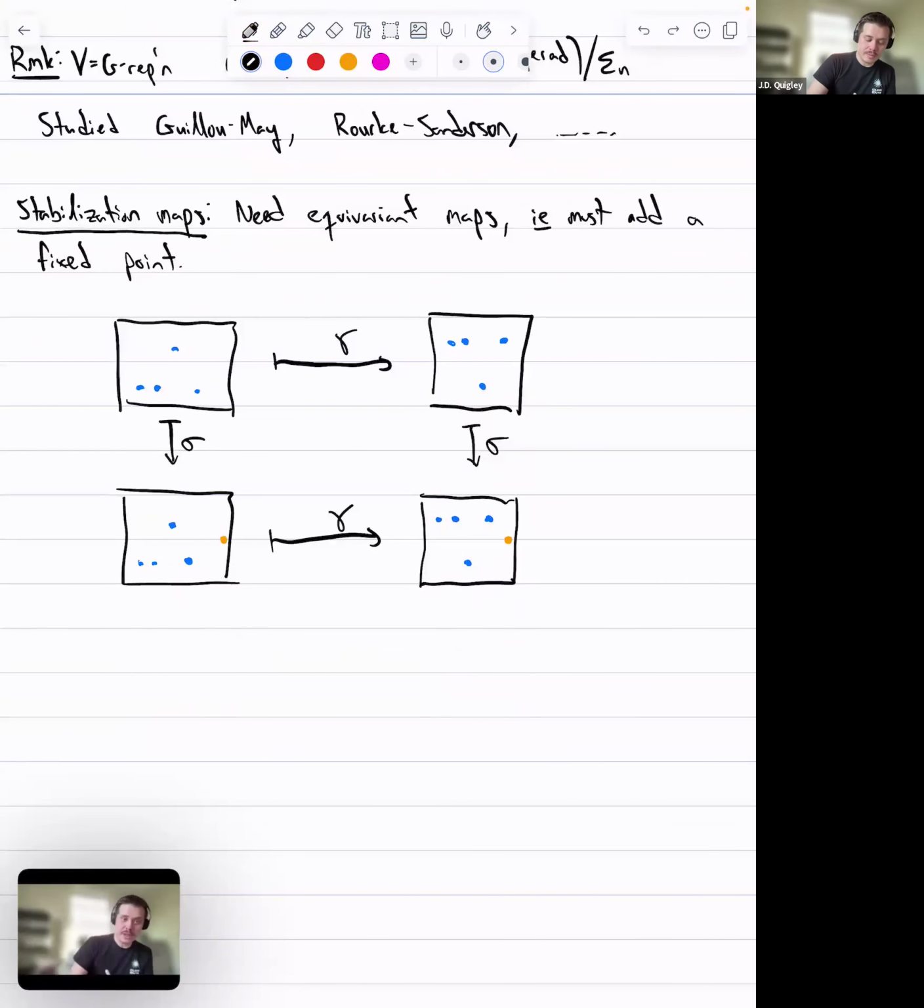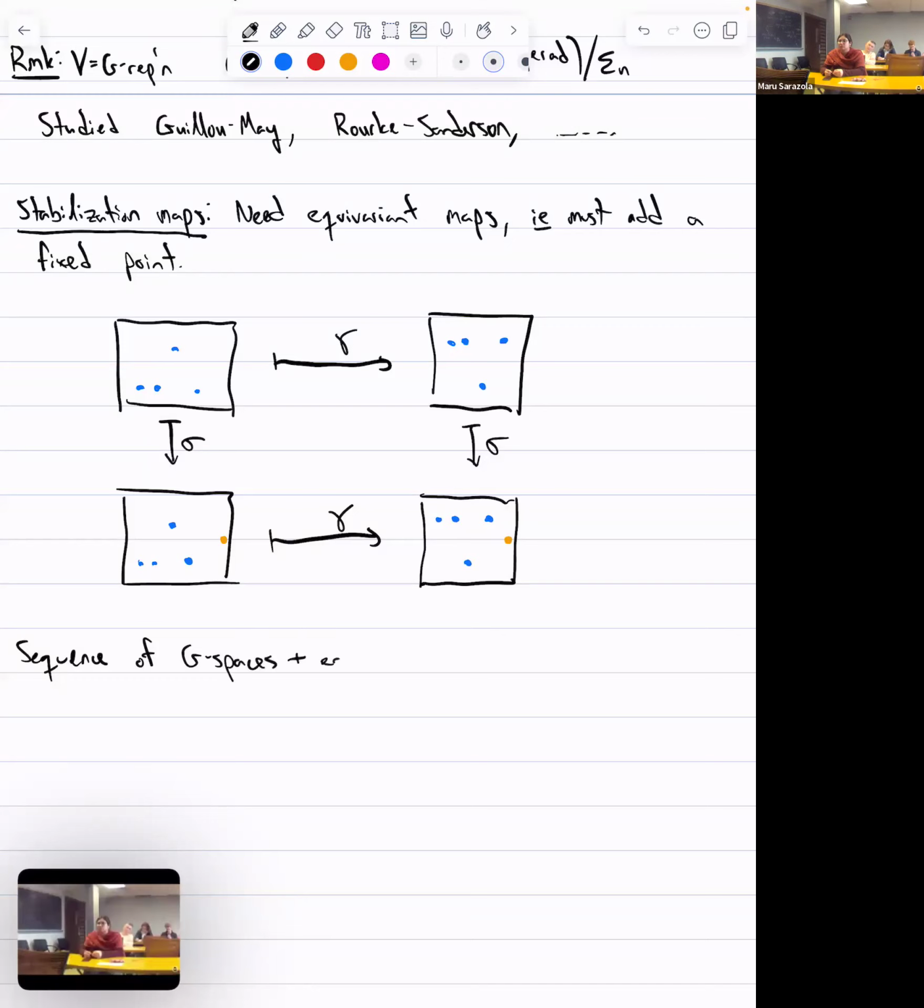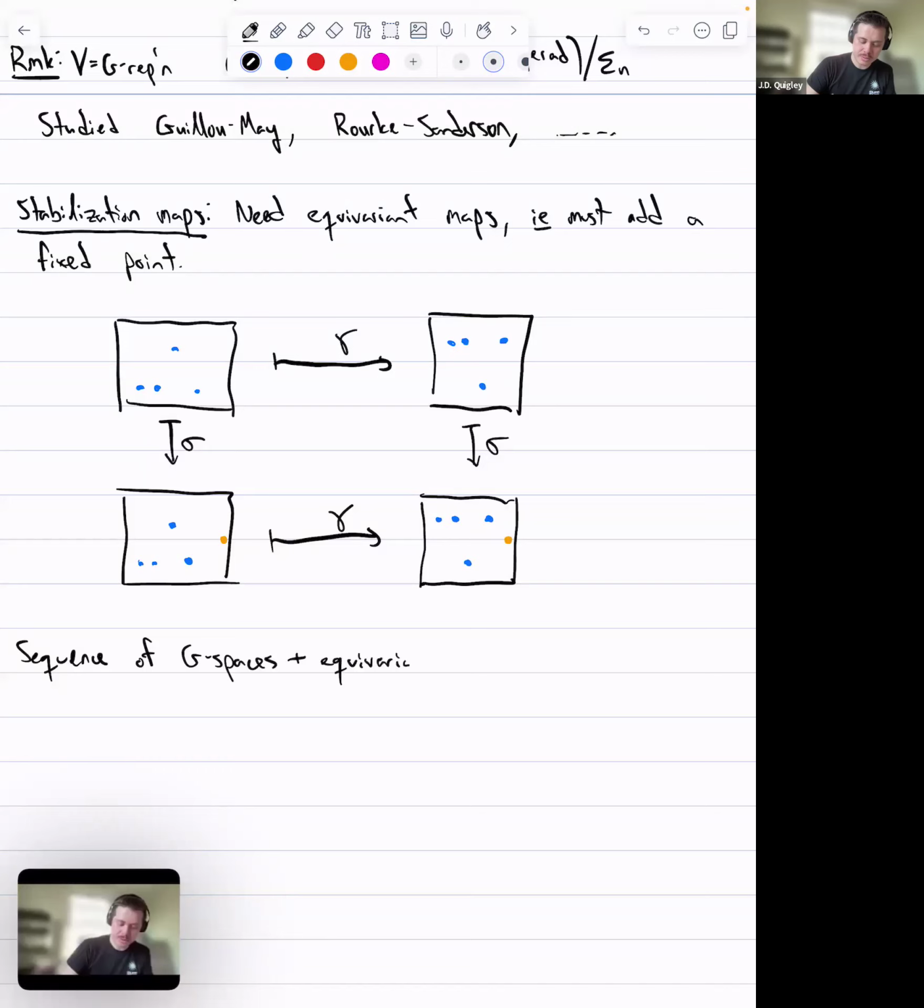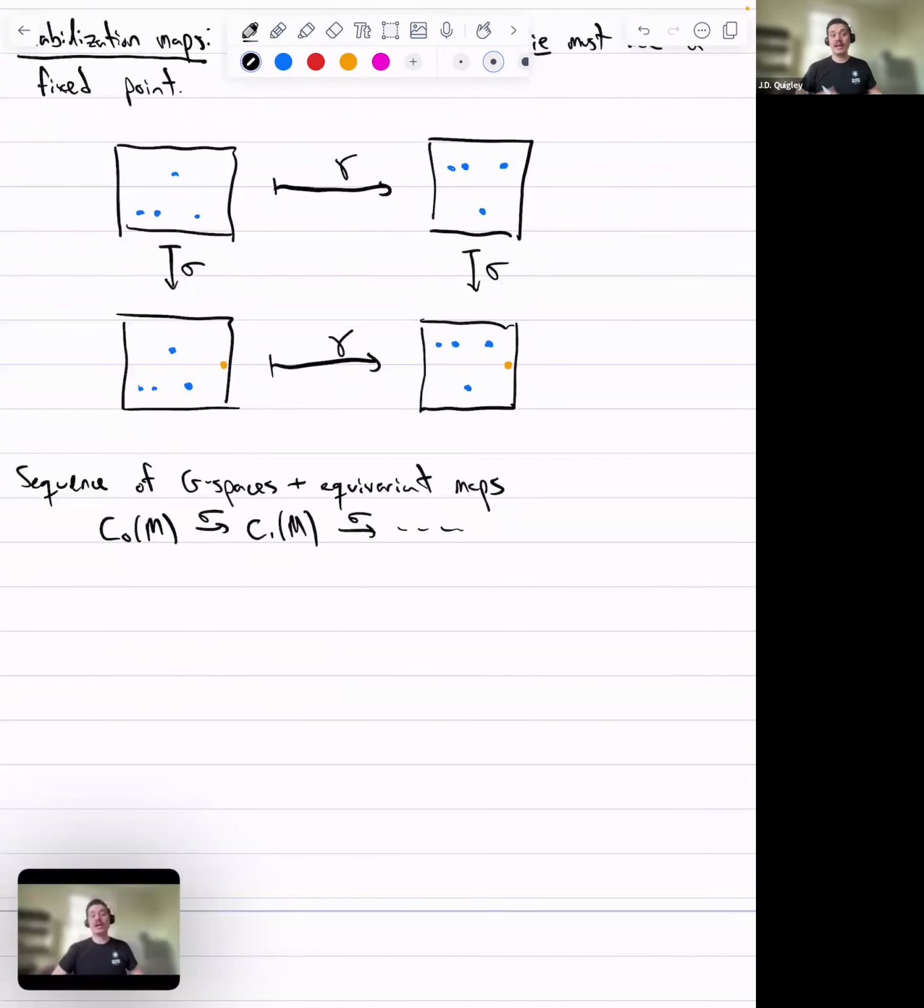So with all that said, I now have a sequence of G spaces and equivariant maps, which looks exactly like the sequence before. So C0 of M, C1 of M, and so on. And I can ask, does this sequence stabilize? Does the Bredon homology stabilize after I add enough points?